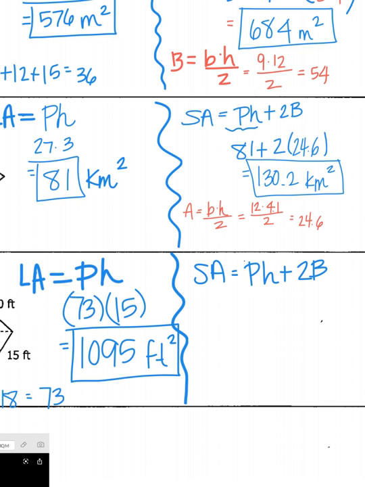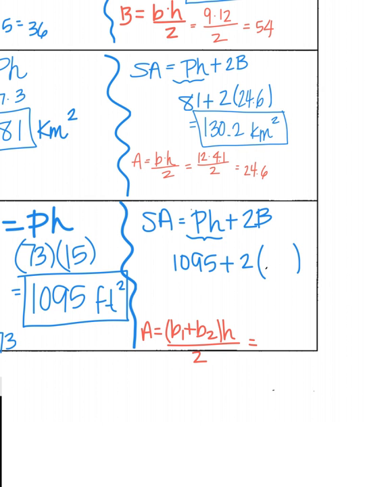Now for our total surface area, we're just going to add 2 times the base area. So again, we already have this first part, that's 1095. So I need to find the B. Once again, the B represents the area of the base. So I need to find the area of the trapezoid. Here is the formula in case you forgot. You add your bases together, multiply in parentheses, right? Multiply that with your height and then divide the whole thing by 2.